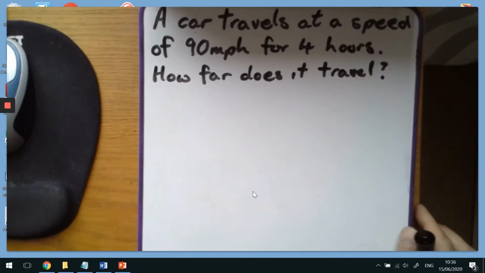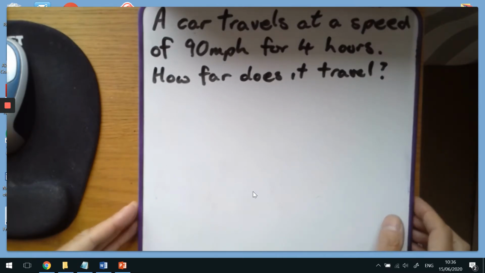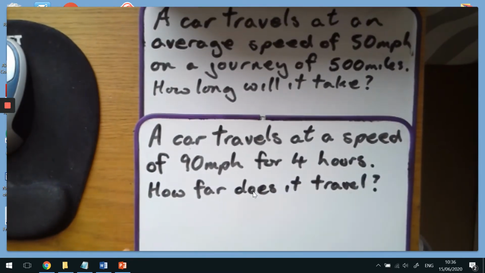Okay, so we're going to look at these speed, distance, time questions. We're going to look at 3 questions. A car travels at a speed of 90 miles per hour for 4 hours. How far does it travel? We're going to look at that one there.